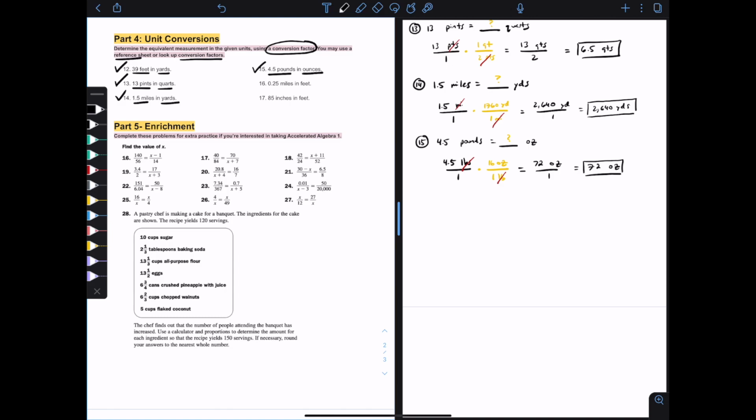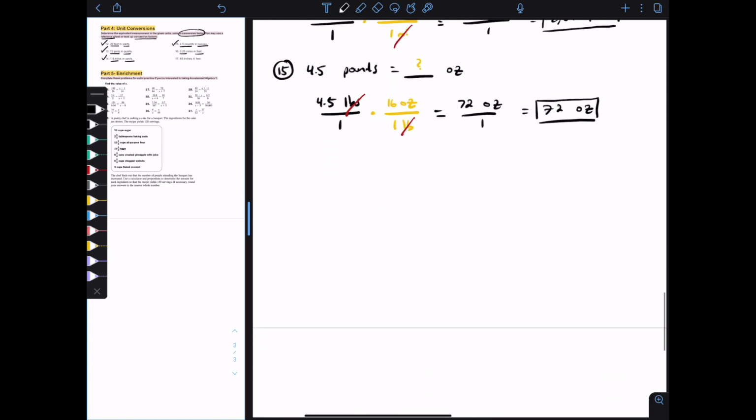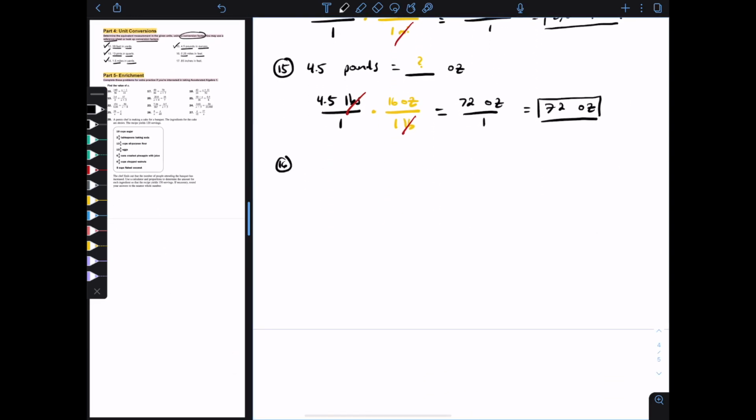This next one, we have 0.25 miles, and we want to convert that to feet. So let's go ahead and give that a try. This is number 16. So 0.25 miles, it's MI, and we want to convert that to feet. Alrighty, so put a question mark there. And same thing as usual. Don't be too alarmed with the decimal here. We'll put that over 1.